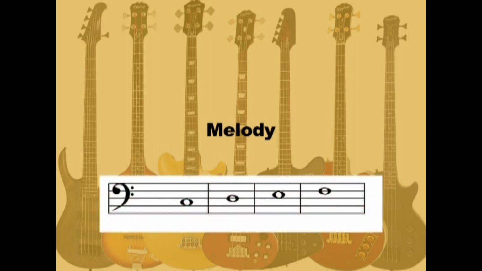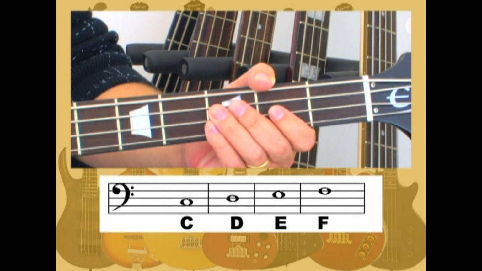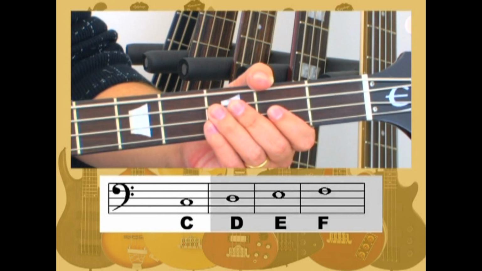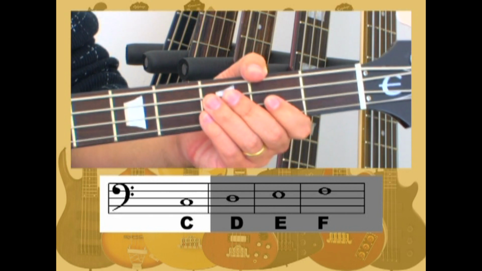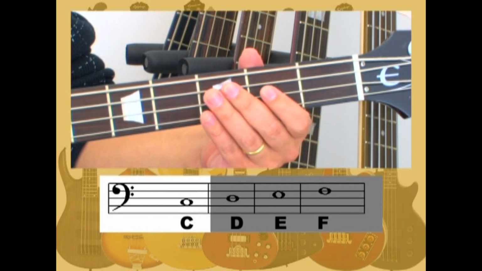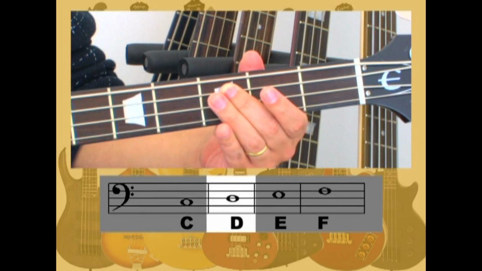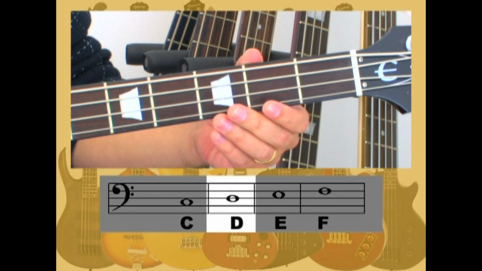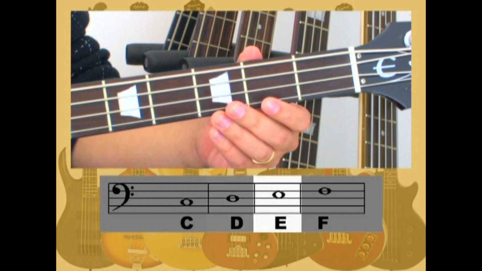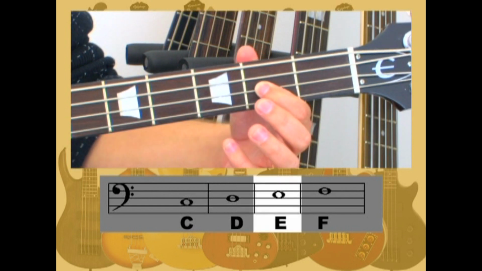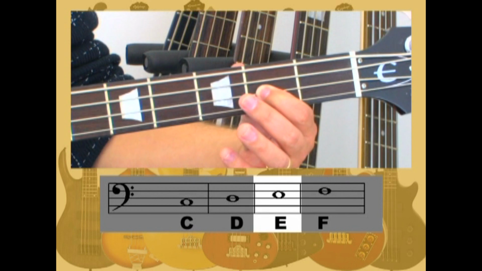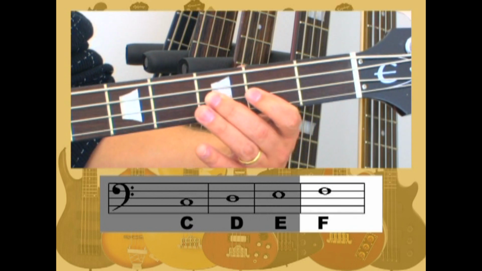Melody is when individual notes are played one after the other. The melody on the screen is made of the notes C, D, E, and F. The C note is found on the 3rd string, 3rd fret of the bass guitar. The D note is on the 2nd string open. E is on the 2nd string, 2nd fret. And F is on the 2nd string, 3rd fret.